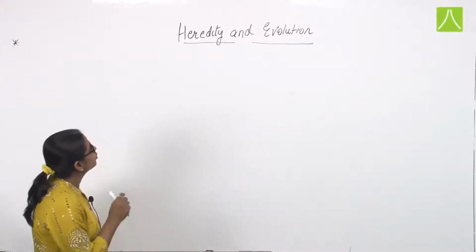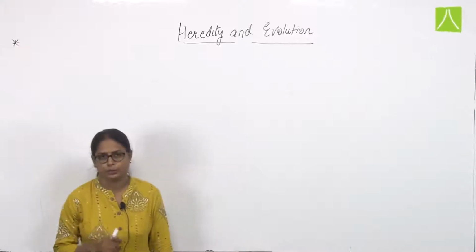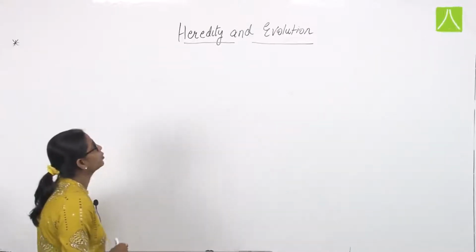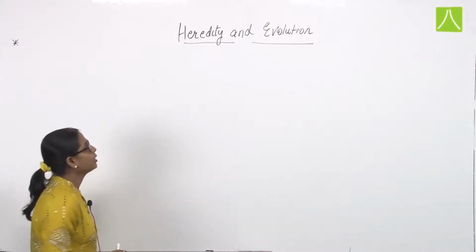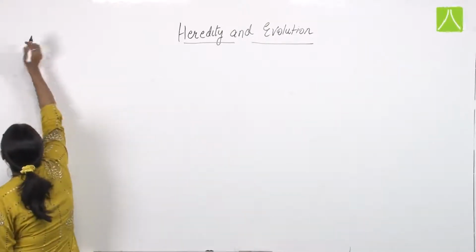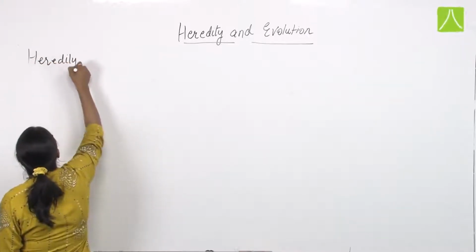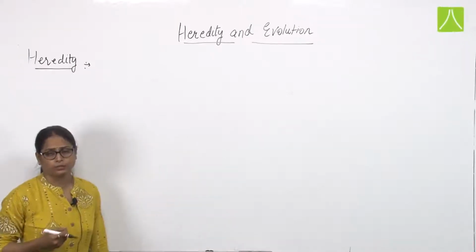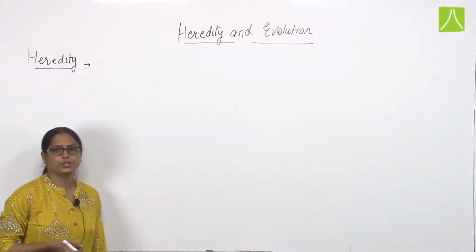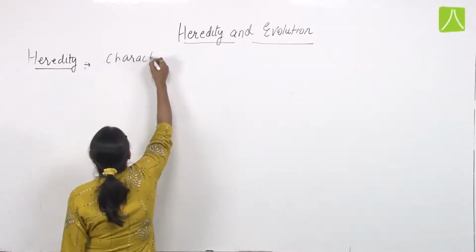Now, the chapter name is heredity and evolution. First we will discuss the topic heredity, and then we will continue with evolution. Now what basically is heredity? Heredity means the characters that are transferred from one generation to another generation.